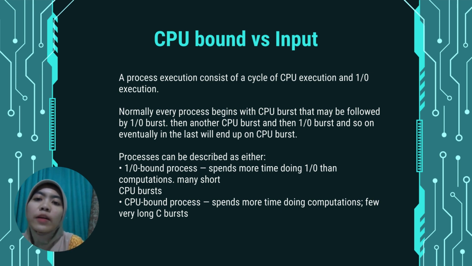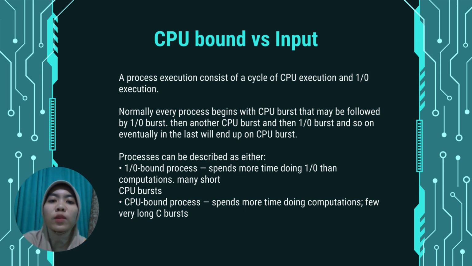Okay, so next we will talk about CPU-bound versus input-output-bound processes, CPU scheduling basics of the operating system. In CPU scheduling, processes can be categorized based on their utilization of the CPU and input or output operations. So let's discuss the difference between CPU-bound and input-output-bound processes. The first is CPU-bound processes.